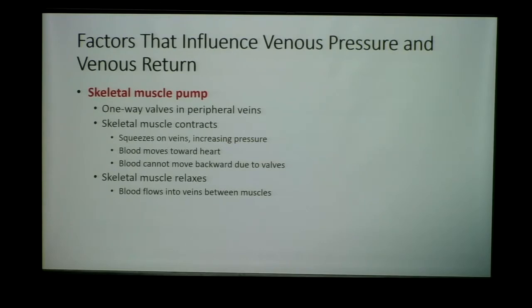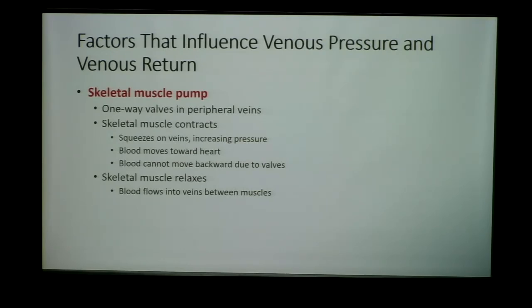So there are some factors that really help the veins with their venous return, help to get blood moving back to the heart. The first one is the skeletal muscle pump. And this is basically the skeletal muscles of our peripheral limbs working in concert to increase blood flow back to the heart and prevent backwards flow of blood.